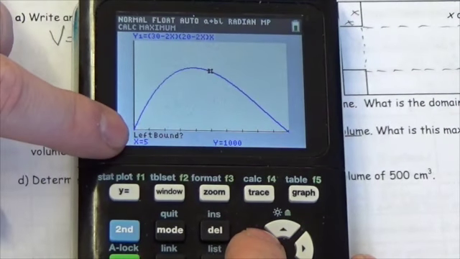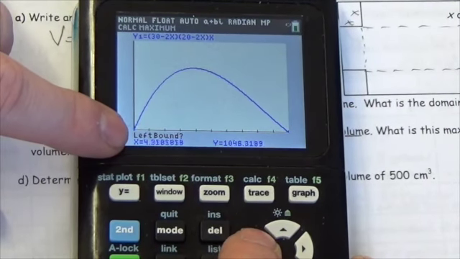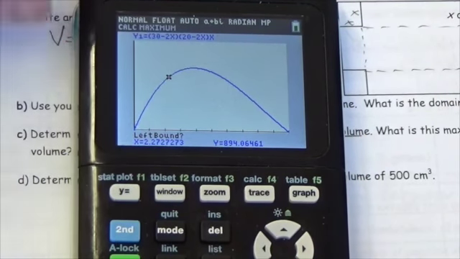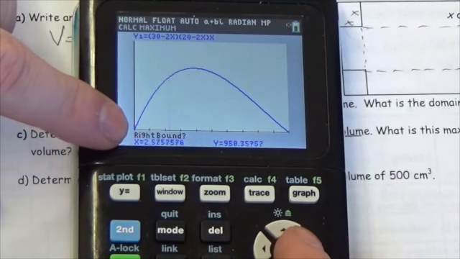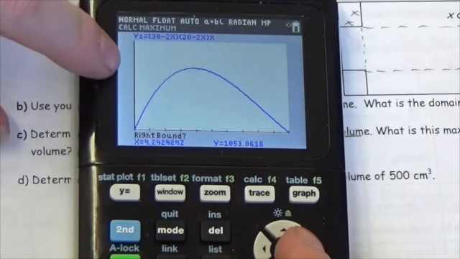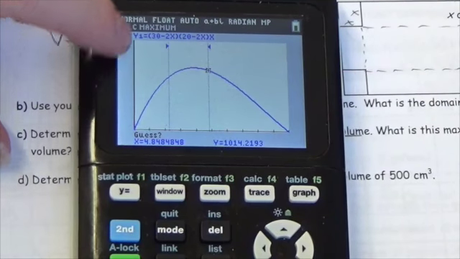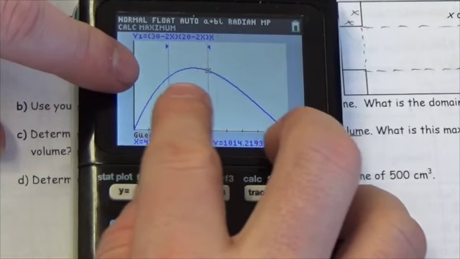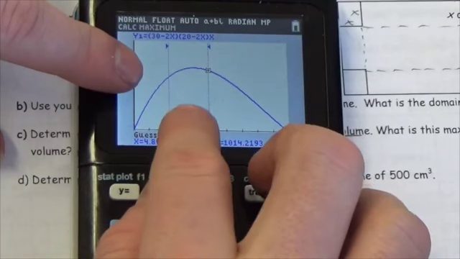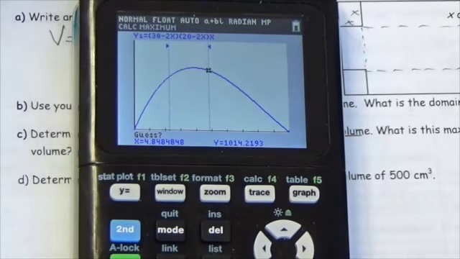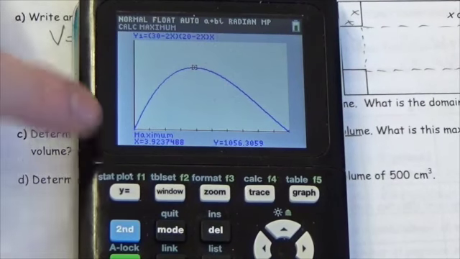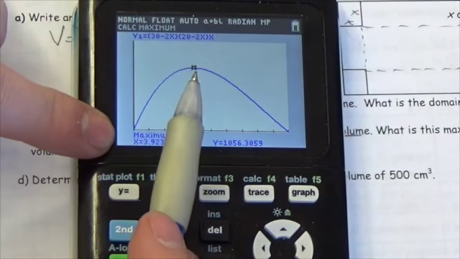And the calculator is now asking for a left bound. So what I'm going to do here is move that cursor so that it is to the left of that maximum. Then it asks for a right bound, so I pressed enter and hit that little line there. Now it's asking for a right bound. I move to the right of it. So as long as the maximum shows up between these two lines here, when I press enter, now it's asking if it can make this as a guess here. I don't really care what it guesses. So press enter. And it takes me to the maximum value here.